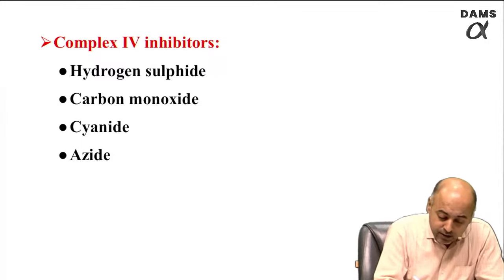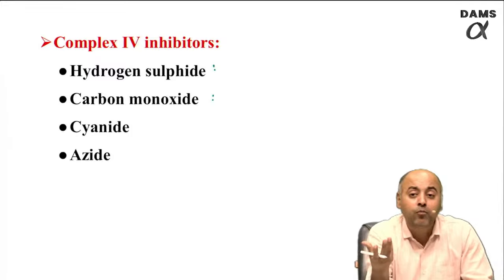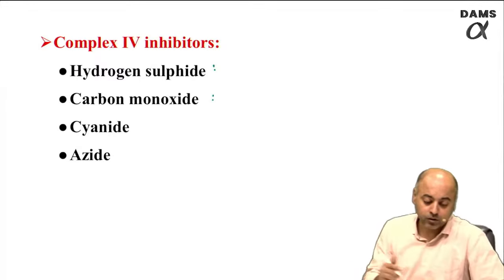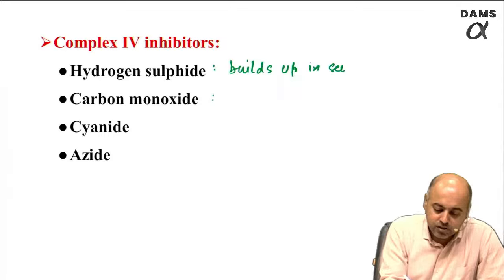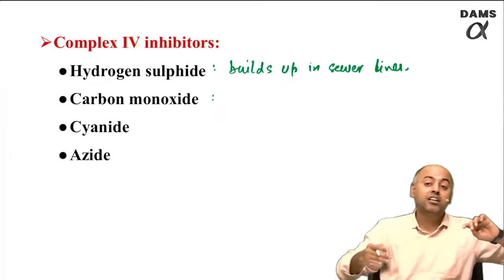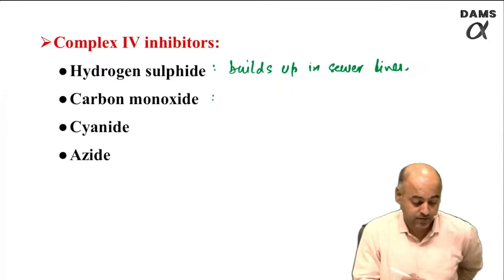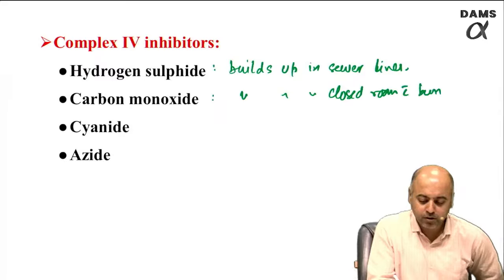2 important clinical scenarios should also be known to you. Hydrogen sulfide is something you will normally find in your surroundings where the poisoning can happen. The hydrogen sulfide builds up in sewer lines. So if a worker enters for the maintenance or cleaning of the sewer lines, there can be a buildup of hydrogen sulfide and it can cause death. Carbon monoxide builds up in a closed room with burning fuel.